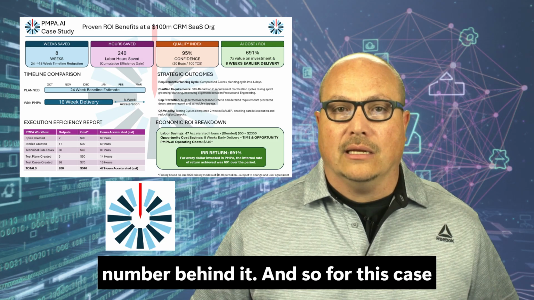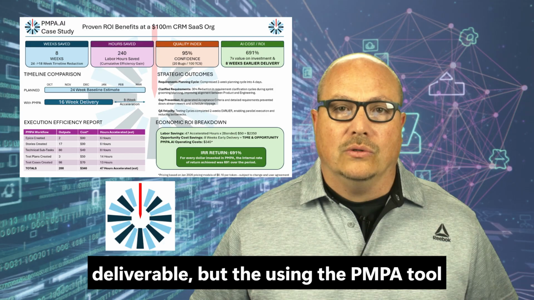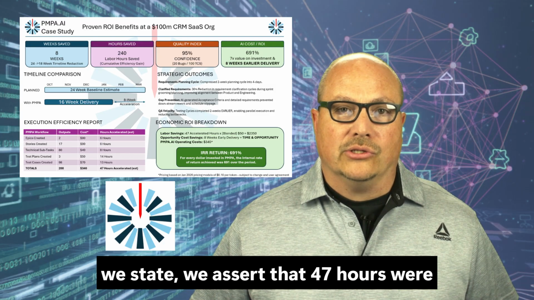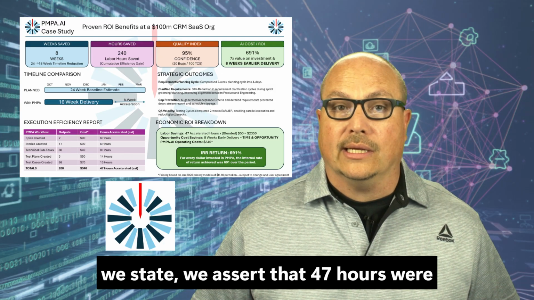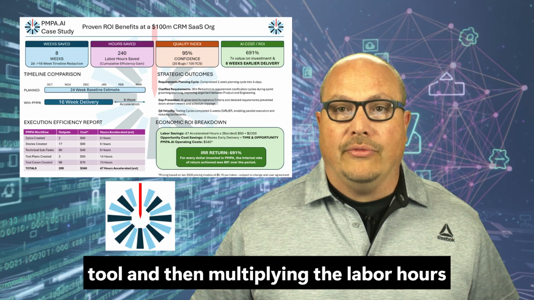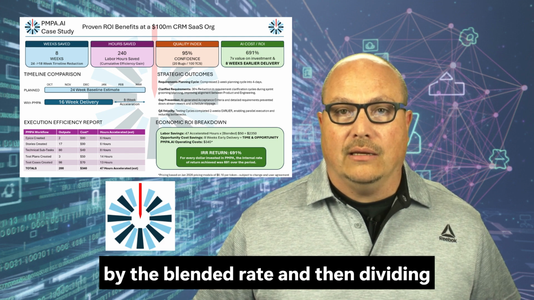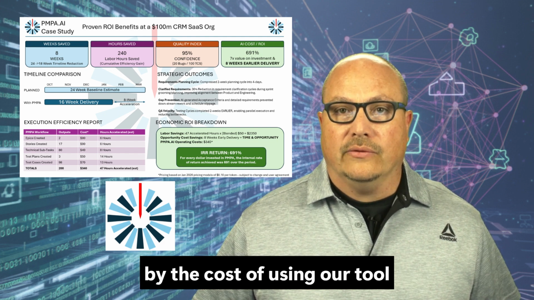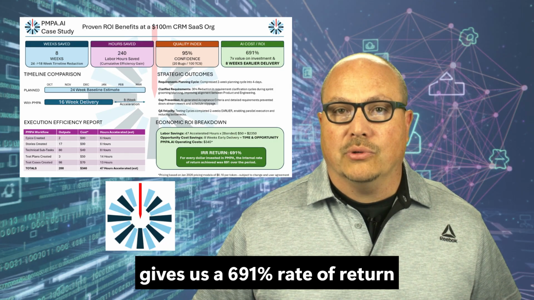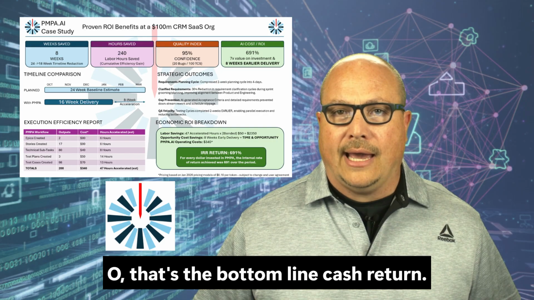And so for this case study in particular, it was a small deliverable. But using the PMPA tool, we assert that 47 hours were accelerated at the cost of using our tool, and then multiplying the labor hours by the blended rate, and then dividing by the cost of using our tool, gives us a 691% rate of return. So that's the bottom line cash return.